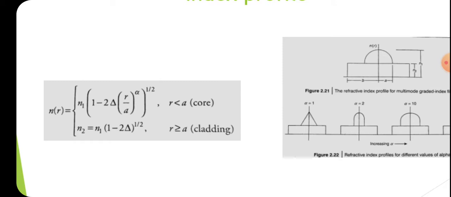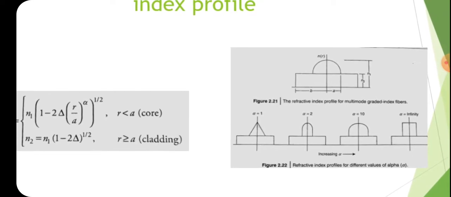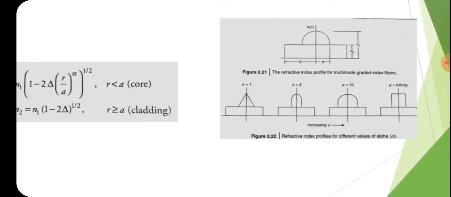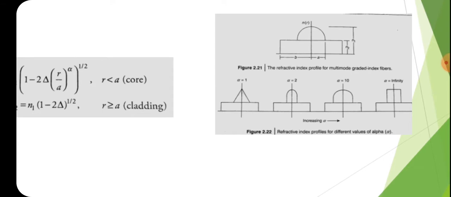And the next, n2 is the refractive index profile at the cladding. That means n2 is equal to n1 into 1 minus 2 into delta, raised to 1 by 2, where r is greater than or equal to a. This is the equation for refractive index profile in the case of multimode graded index fiber, and based on that equation there is a term alpha. What is alpha? Alpha is a profile parameter, and delta is the relative refractive index difference.